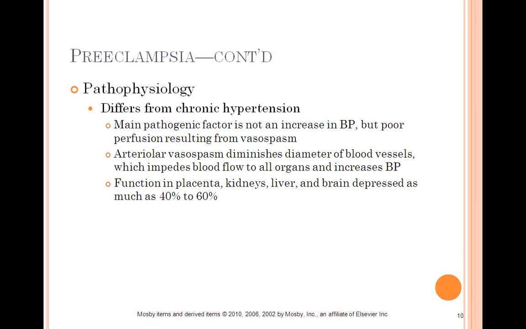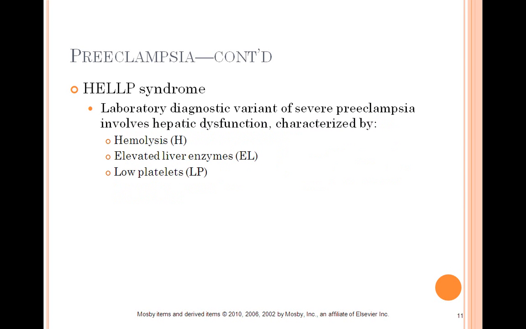And the main pathogenic factor is not an increase in blood pressure, but poor perfusion resulting from vasospasm, because it takes more effort to get that blood flow. The arteriolar vasospasm diminishes the diameter of blood vessels, which impedes blood flow to all organs. We're talking about even the placenta, kidney, and liver, and brain is depressed as much as 40 to 60%.